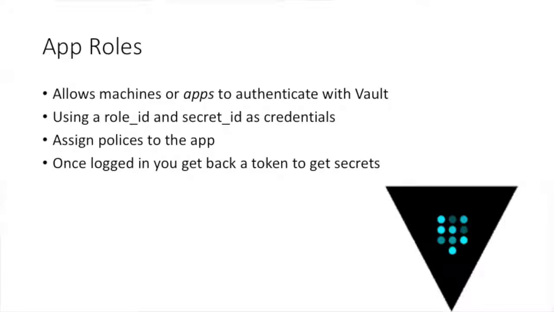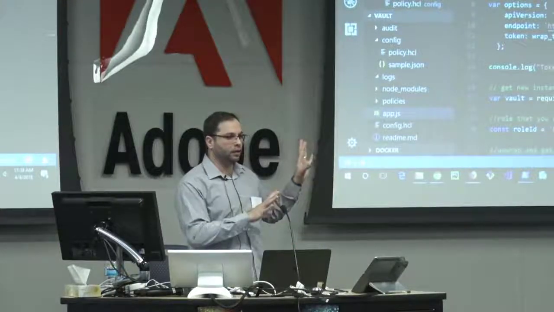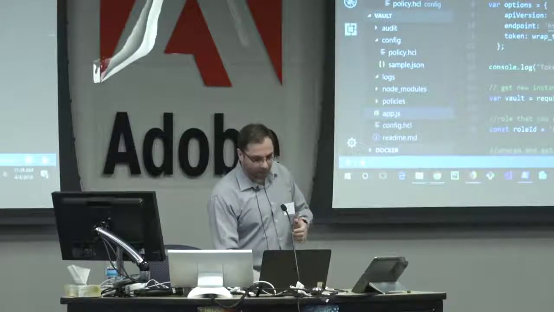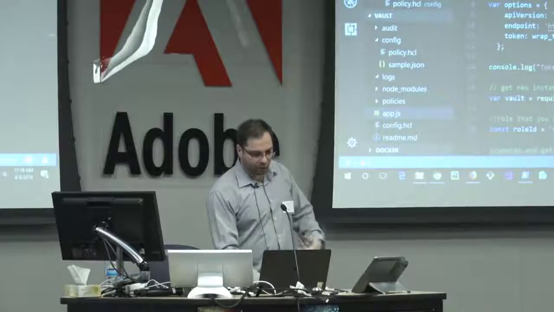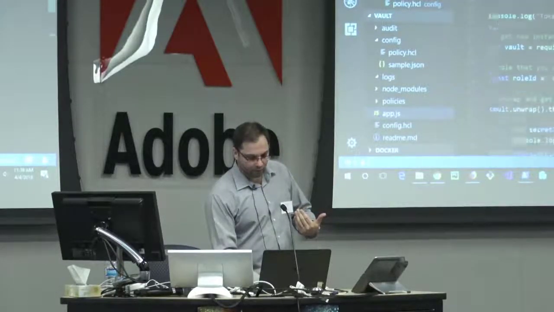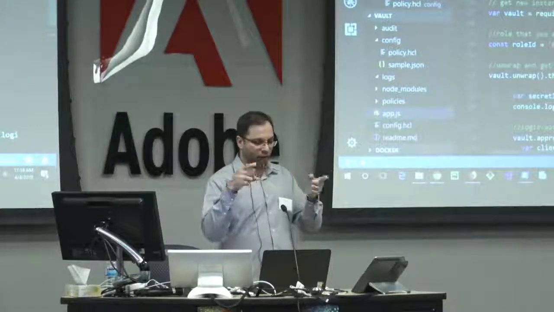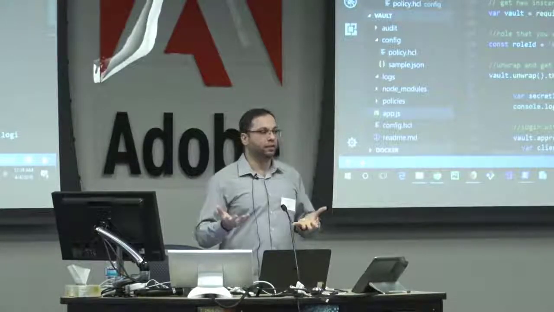So let's take a look at a Node app that I wrote. This is a simple application. Are you guys seeing it clear, or should I make it even bigger? OK, it's a simple application that takes a wrap token from the command line and then tries to log into Vault using the wrap token. I also have the role ID hard-coded in there just for demo purposes.